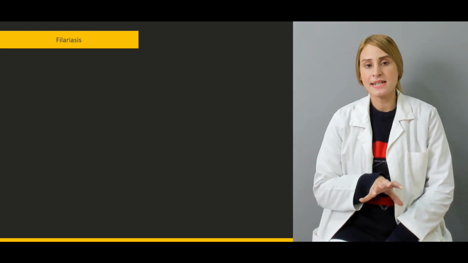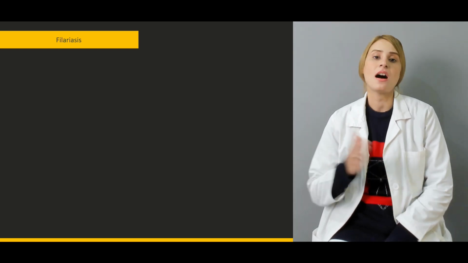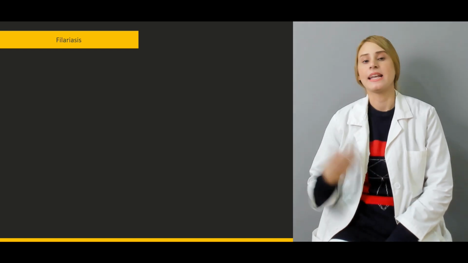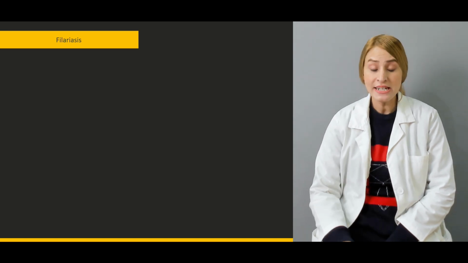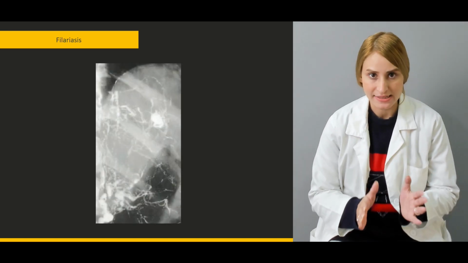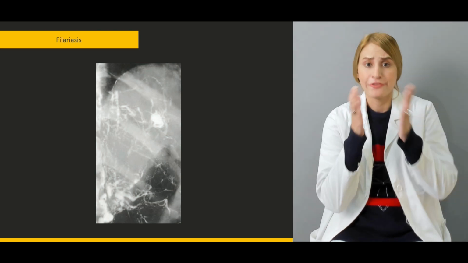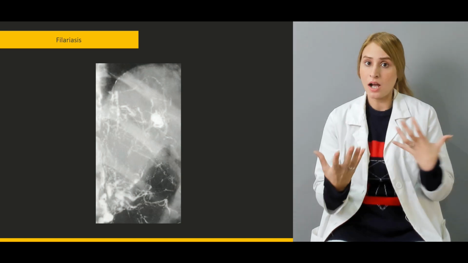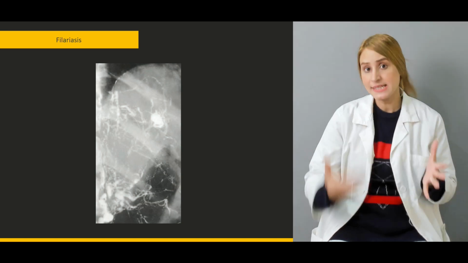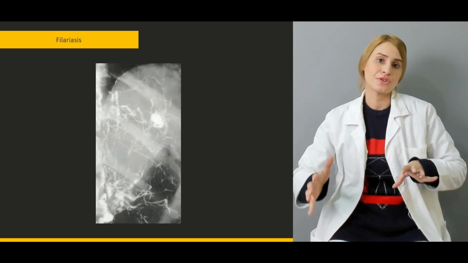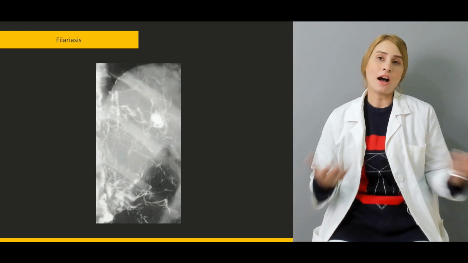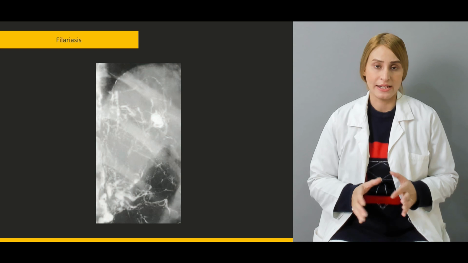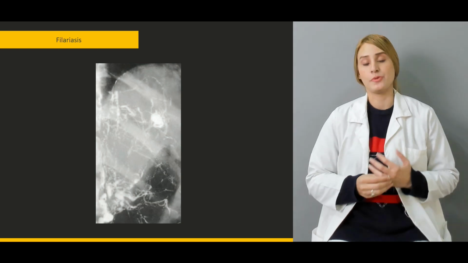So if we talk about the secondary lymphedema, we'll be talking a little bit about filariasis and endemic elephantiasis. Filariasis is a very common cause of secondary lymphedema, and it's more common in Africa, in India, and some portions of South America. It has already affected almost 100 million of the population worldwide.